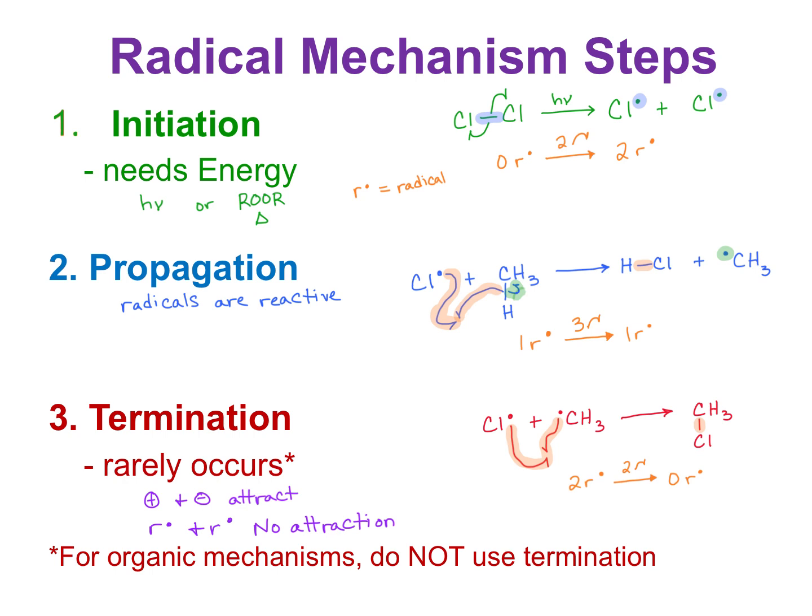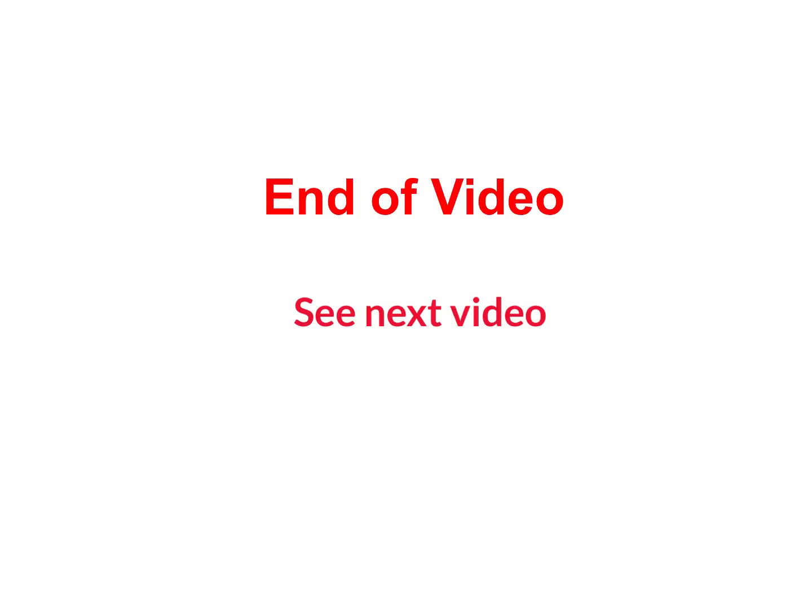So now that we understand the radical mechanism steps, the next thing that you'd want to do is use them for an actual radical reaction. So that's what we're going to do. So we are going to see how we're going to use radicals in a reaction, but I decided it's probably best to make that another video just so we don't get too long. So go ahead and take a quick break and then make sure you watch the next video.